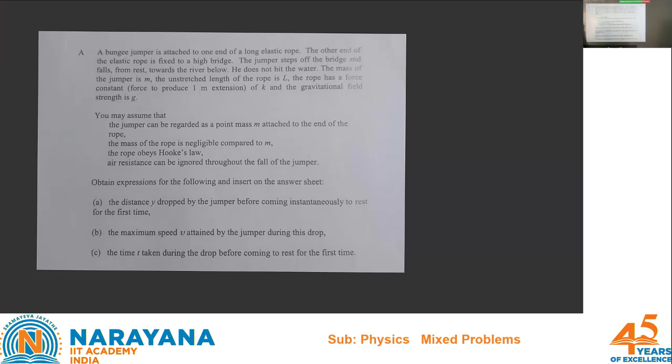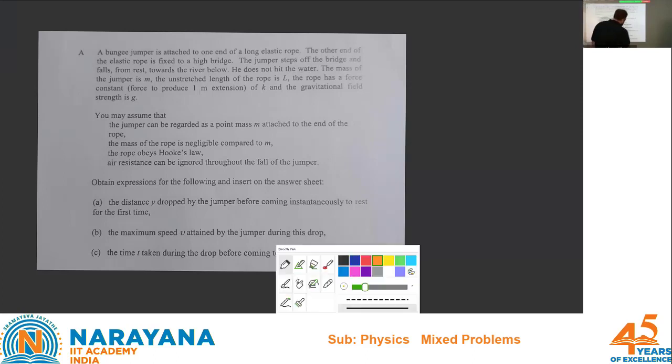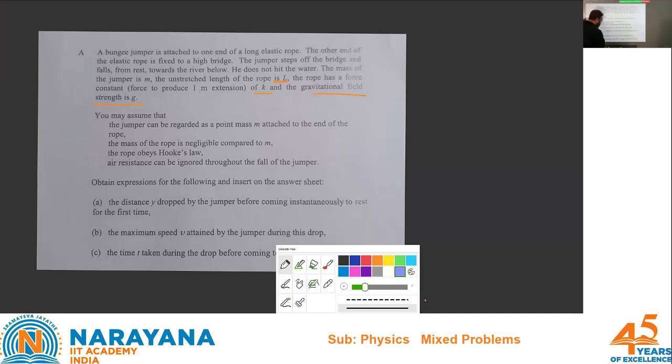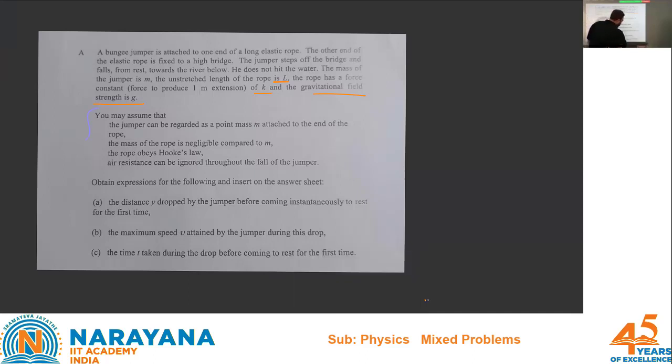The mass of the jumper is m, and the unstretched length of the rope is capital L. The rope has a force constant of K and gravitational field strength is g. Now you could solve the problem. मतलब वही extended SHM types combination है. So the jumper can be regarded as a point mass.